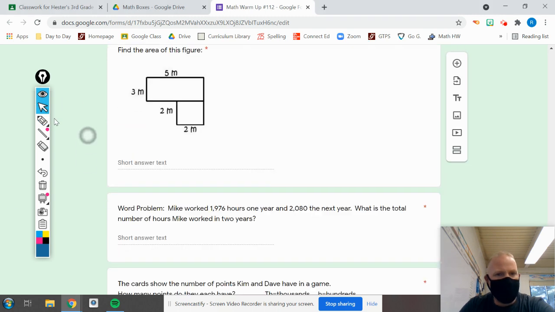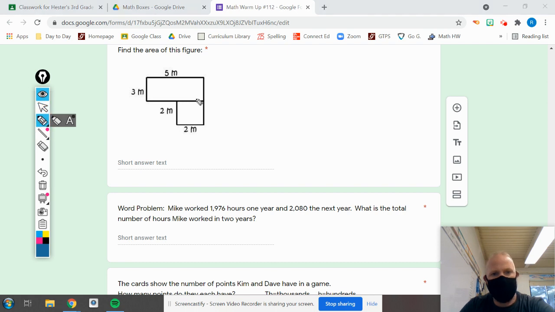Here we're finding the area of this figure. Well, there's 3 parts to the figure, so we have to figure everything out. So the first thing, we have a rectangle, which means that we're going to take 3 times 5. We're making an array out of it. So 3 times 5 equals 15. Then we have a square, 2 times 2. 2 times 2 is 4. So we have 15 and 4 to make the entire shape. So we have 15 plus 4, which is 19.